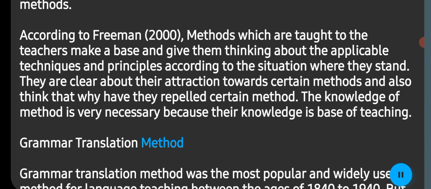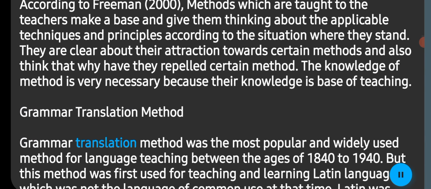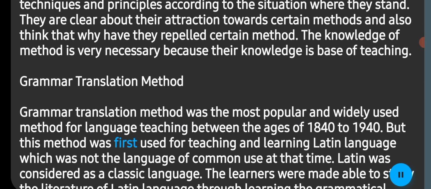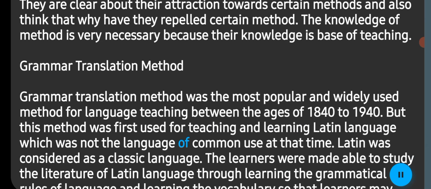Grammar translation method. The grammar translation method was the most popular and widely used method for language teaching between the years 1840 and 1940. But this method was first used for teaching and learning the Latin language, which was not the language of common use at that time.